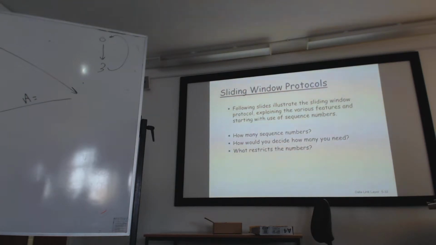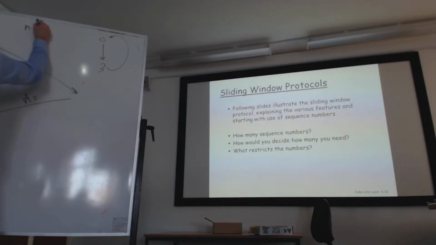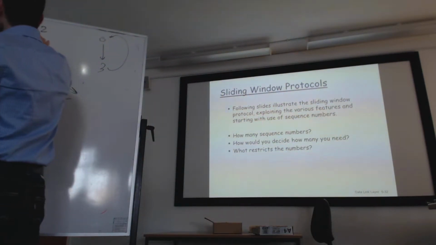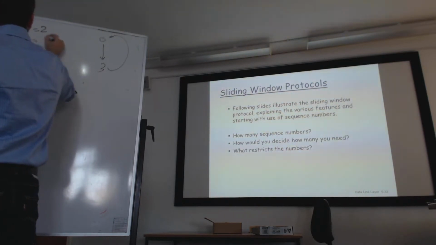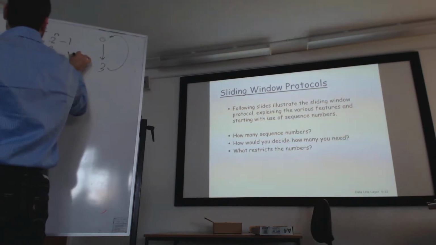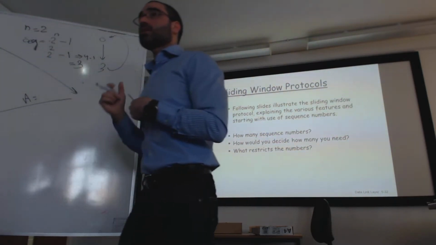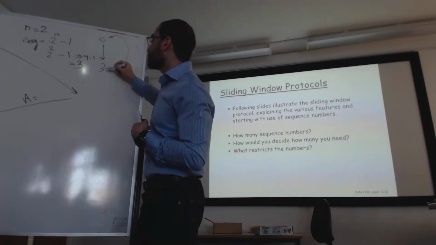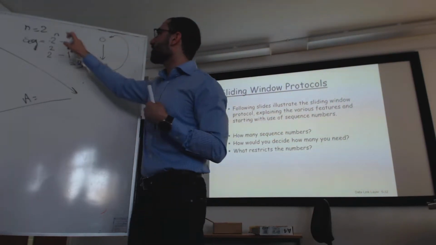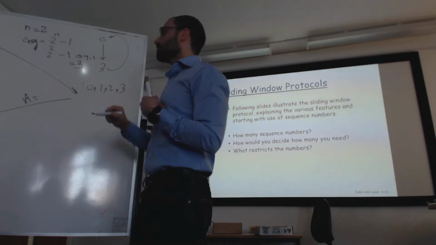Usually the sequence number will be bounded by n bits. So I'll say usually you'll have n equal to 2, and then you find the formula for your sequence number, which is 2 to the power of n minus 1. That's 2 to the power of 2 minus 1, that's 4 minus 1, and that's 3. So that means your sequence numbers should go from 0 to 3. In the question, either I give you n, or I give you the sequence numbers: 0, 1, 2, 3.